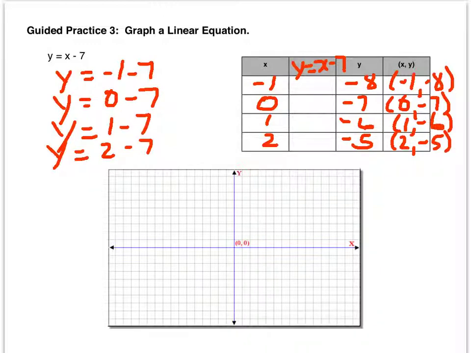I now need to plot these points, and keep in mind it's very difficult for me to plot them, and they're going to be very close together, so it's going to be hard for me to plot them with this stylus. -1, -8, we're going to go to the left 1 and down 1, 2, 3, 4, 5, 6, 7, 8. And then 0, -7 will stay on the 0, and we'll go down 7 places. 1, -6 will go to the right 1 and down 6. And then 2, -5 to the right 2 and down 5. And then we'll draw a line through our points.